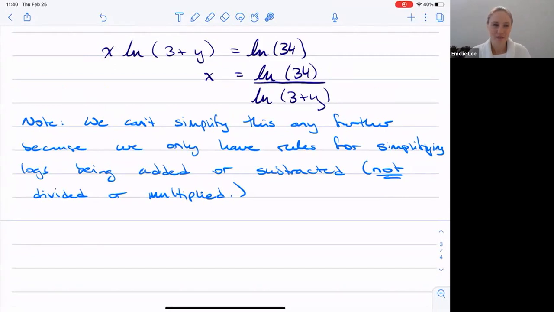Good. Okay. So that's logs. Well, that's it for logs for now. But you do want to make sure that you know how to use your calculator to find these logs, but also have a good handle on those log laws.